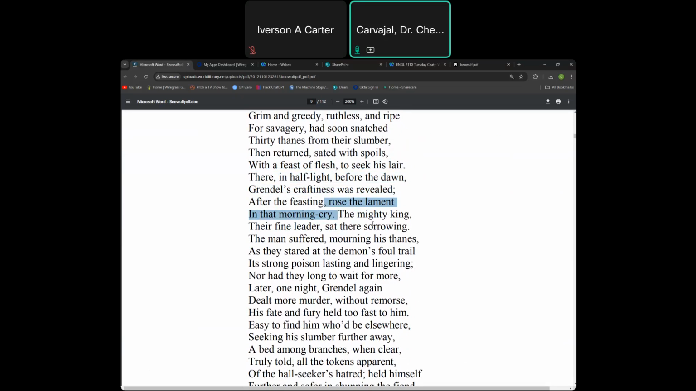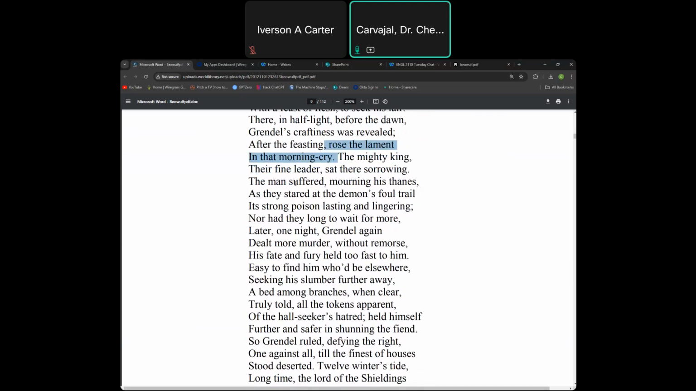You know, here we have this nice party place. And imagine, okay, you have this big feast, you all go to sleep and you wake up in the morning and 30 people are gone. And there's blood. It's obvious that something came and ate them in the middle of the night. And right next to them are other people sleeping. He ate a bunch of people, but he left a bunch of other people there. And so the king's distressed, and they stare at the demon's foul trail, its strong poison lasting and lingering. So he's poisonous too.